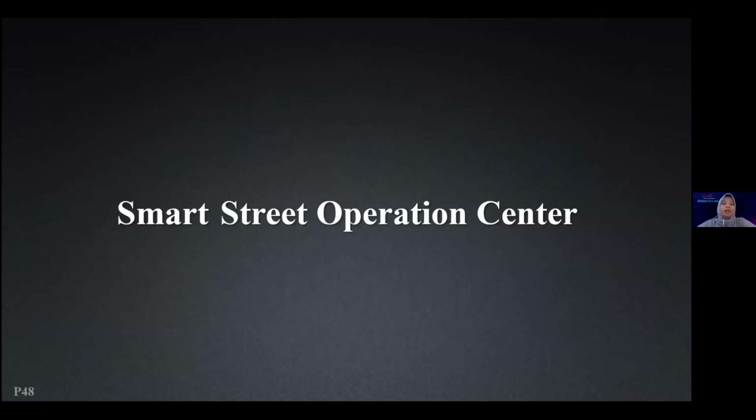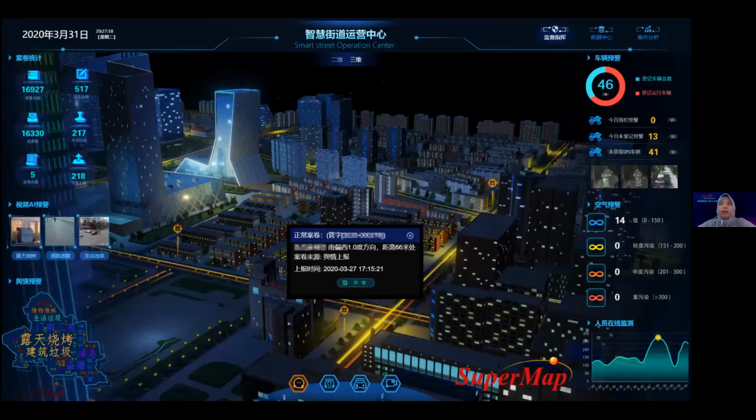Okay, the Smart Street Operation Center. This project is being created in Beijing, and it displays 2D and also 3D visualizations. So you can see, we can also have the night scene mode in our SuperMap products. So not only in day mode, but also we can have a night mode, and we can also have the plotting, we have the 3D plot, and we have also the visual effect for the 3D particle data.